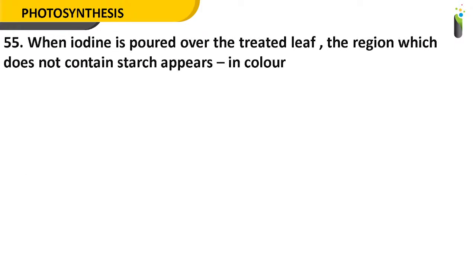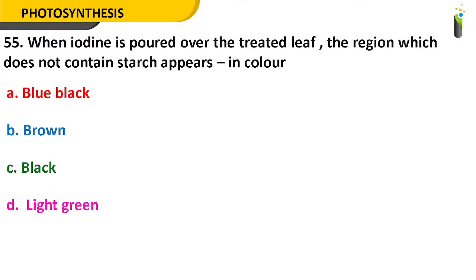Question number 55. When iodine is poured over the treated leaf, the region which does not contain starch appears dash in color. A. Blue black. B. Brown. C. Black. D. Light green.